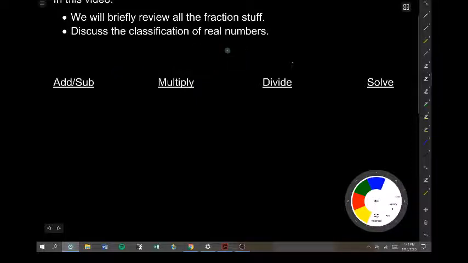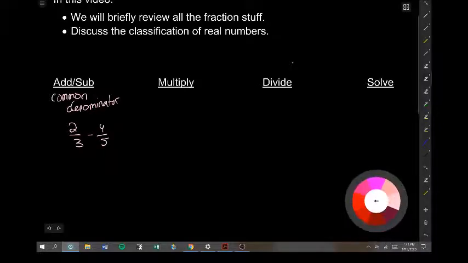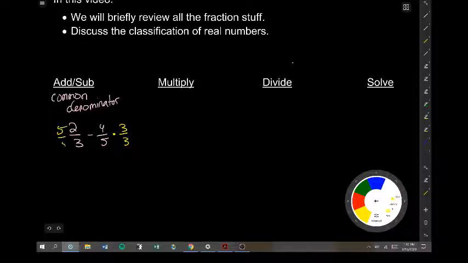When you add or subtract, this is when you need a common denominator. And this is the only time you need a common denominator. Only common denominate if you add or subtract. So if I'm doing 2/3 plus or minus 4/5, I'll do minus. I want to get a common denominator, so I'm going to multiply. I know that denominator is 15. So multiply this by 3/3 and this by 5/5.